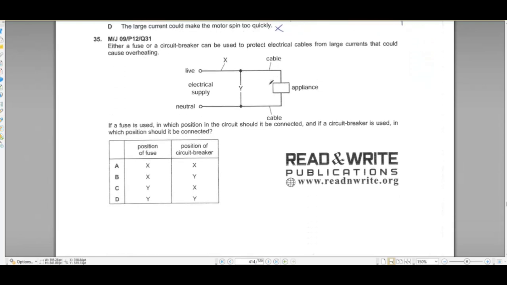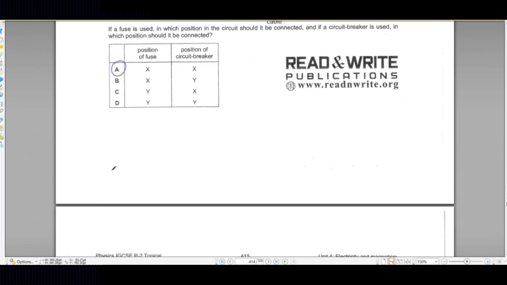Question number 35. Either a fuse or a circuit breaker can be used to protect electrical cables from large currents that could cause overheating. So if a fuse is used, in which position in the circuit should it be connected? And if a circuit breaker is used, in which position should it be connected? The circuit breaker and the fuse both should be connected at the same point, which is X, in series with the live cable. So A is the correct option.